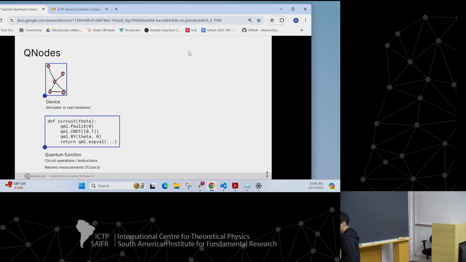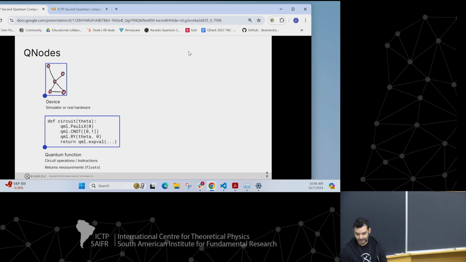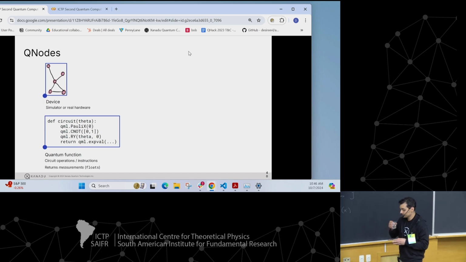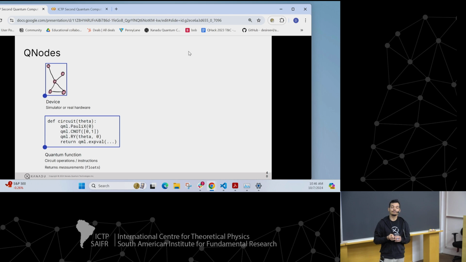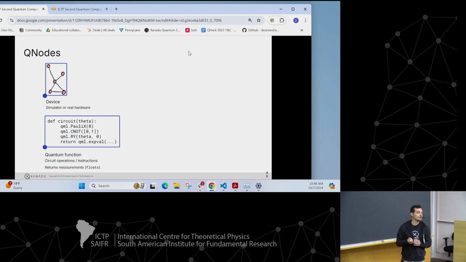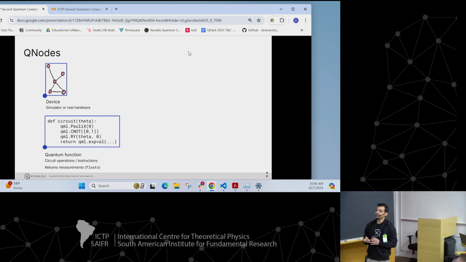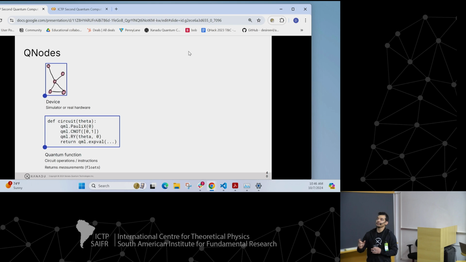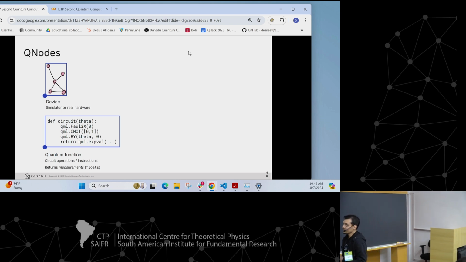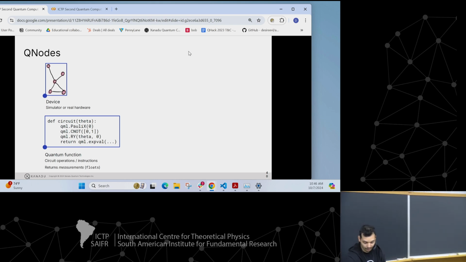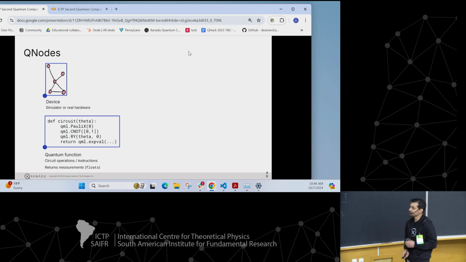The way that this is done in PennyLane is the first step is you typically choose a device on which you want to run your quantum circuit. So in our case, it's going to be this default.qubit simulator. You have your Python function describing your circuit, and you need something to connect the two. You need something that tells PennyLane, I want to run this circuit on this device. And the way you do that is through something called quantum nodes, or QNodes for short.